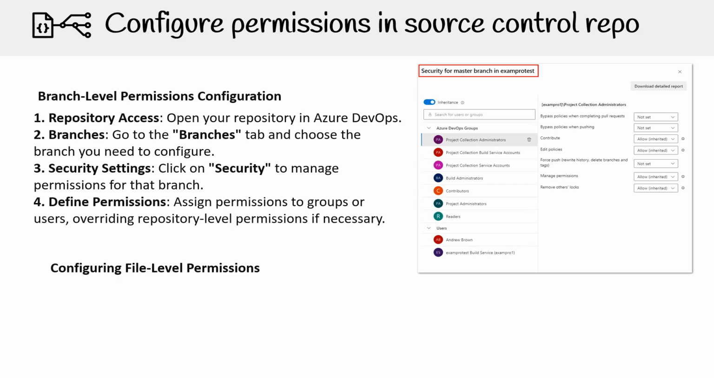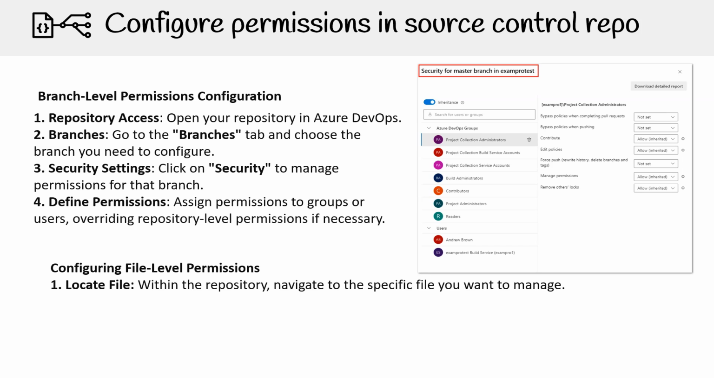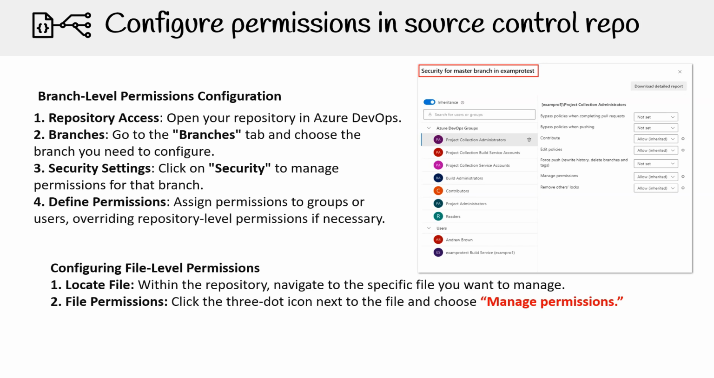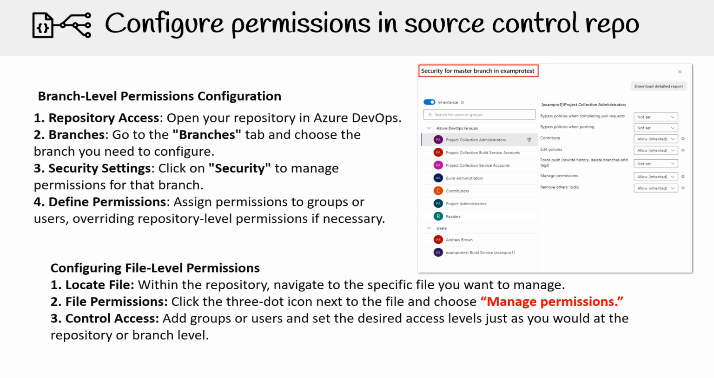Configuring file-level permissions. 1. Locate File. Within the repository, navigate to the specific file you want to manage. 2. File Permissions. Click the three-dot icon next to the file and choose Manage Permissions. 3. Control Access. Add groups or users and set the desired access levels just as you would at the repository or branch level. So that's an overview of configuring the permissions in source control repo.